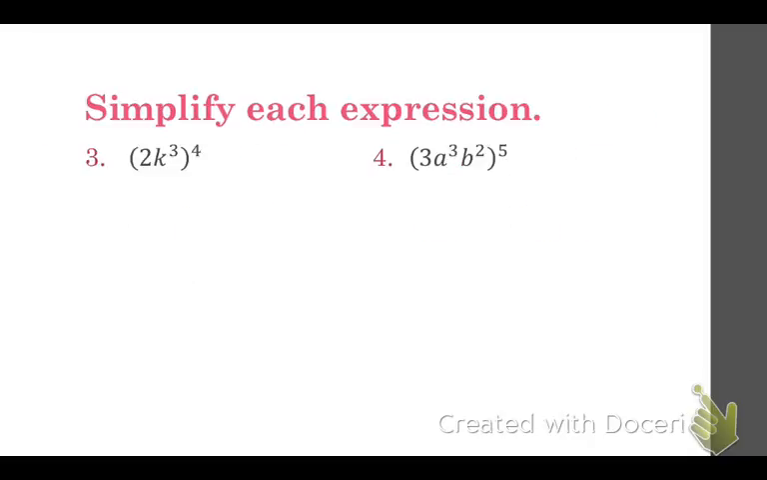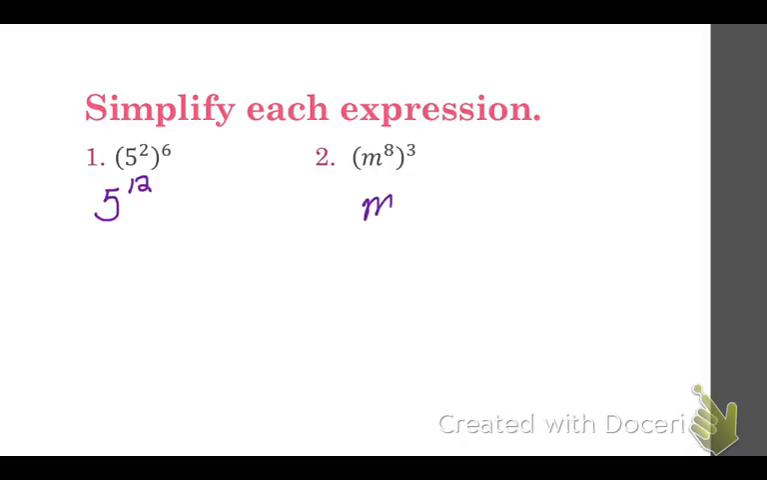So let's put this into practice. So I have 2k cubed raised to the 4th. I just realized I skipped one. Let's start with this one. 5 squared raised to the 6th power. So I keep my base and I multiply my exponents to get 5 to the 12th power. Likewise, in number 2, keep my base, multiply 8 times 3, and I get m to the 24th power.